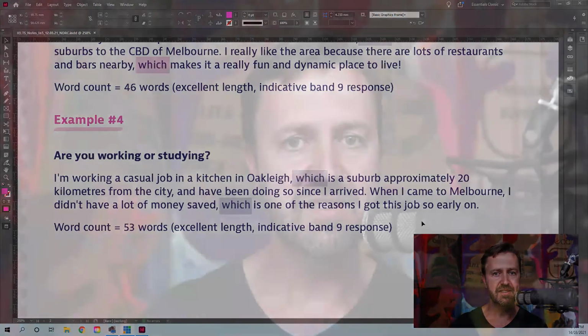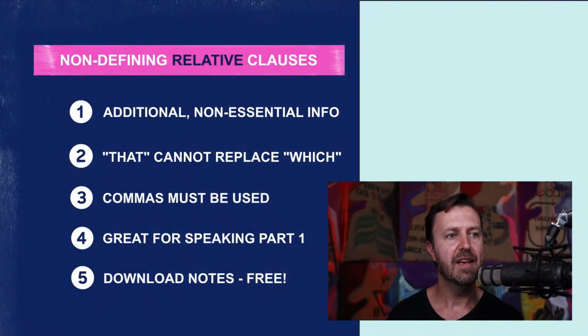So there we have it, guys. A bit of a summary. Non-defining relative clauses are used for additional, not essential information. The word that cannot replace which, so just remember that in non-defining relative clauses. Commas must be used where we're writing. Great for speaking part 1.